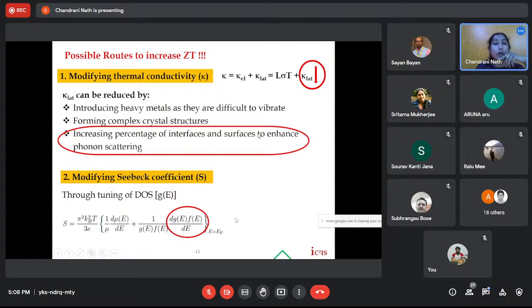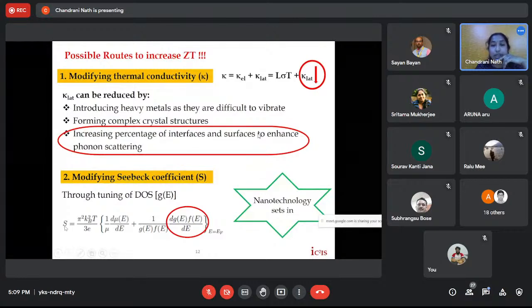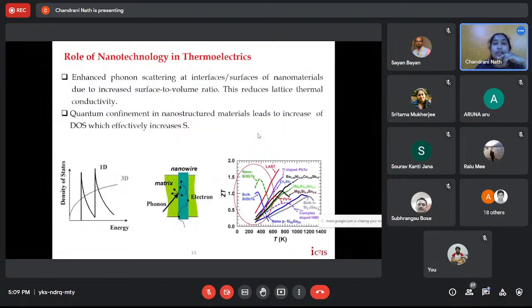On the other hand, we can also modify the Seebeck coefficient S by tuning the DOS, that is the density of states, because the slope of the density of states is related to thermal power, that is the Seebeck coefficient. How can we do this tuning? This tuning can be done by nanostructuring. Herein sets in nanotechnology. Let us see how nanotechnology helps us in increasing the efficiency of these thermoelectrics.